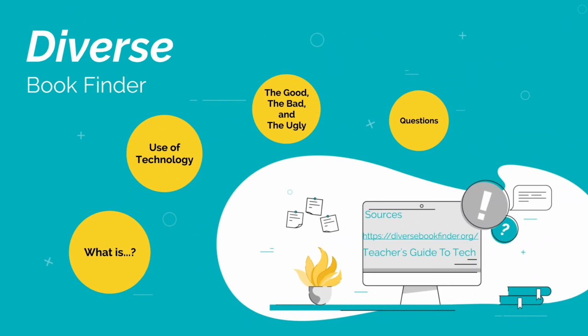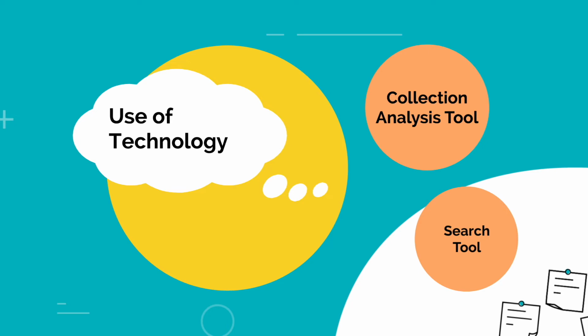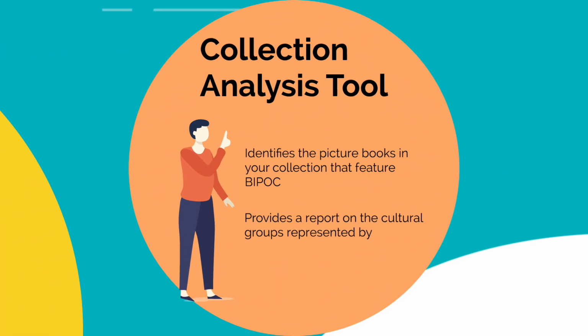Now that we've gone over what Diverse BookFinder is, let's go over how it uses technology. Now, obviously, for the collection analysis tool, they have to use technology to do this because there's just no other way to gather the information. Obviously, the schools and the libraries can use the website as the endpoint that lets them request the identification that they need, while the data itself is accumulated using computers.